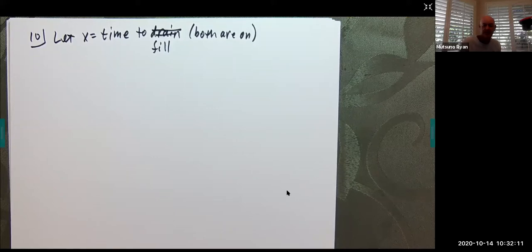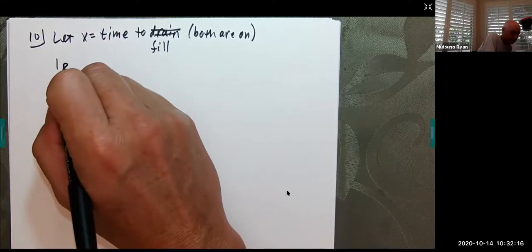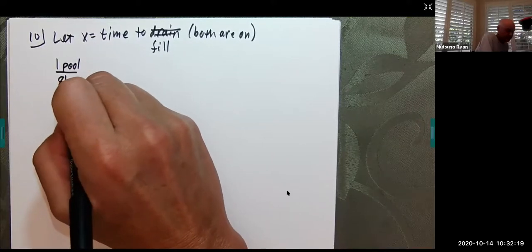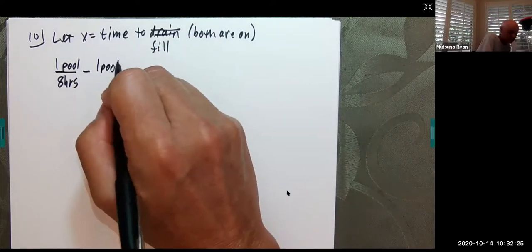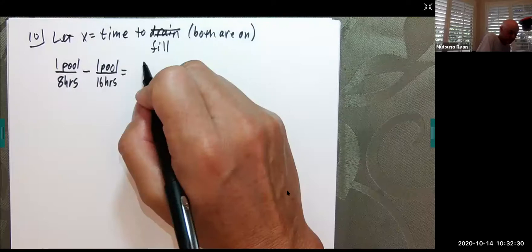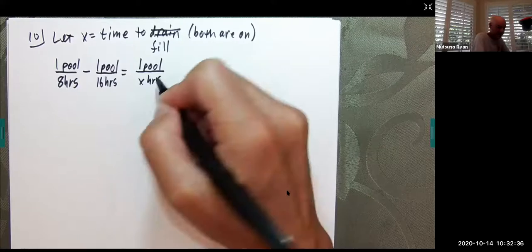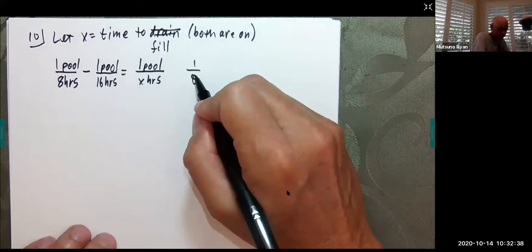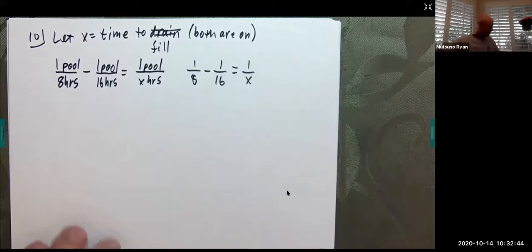So the inlet pipe can fill it in 8 hours. So that's one pool in 8 hours. And we can drain the same pool in 16 hours. And so it's going to fill the one pool in X hours. That translates to 1/8 minus 1/16 equals 1/x. So there's our equation.